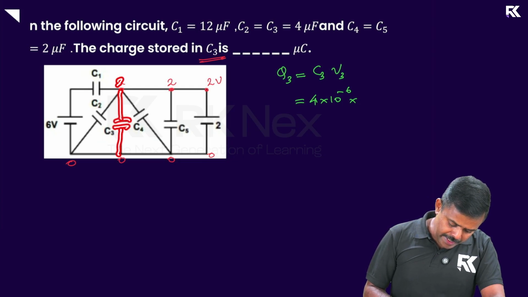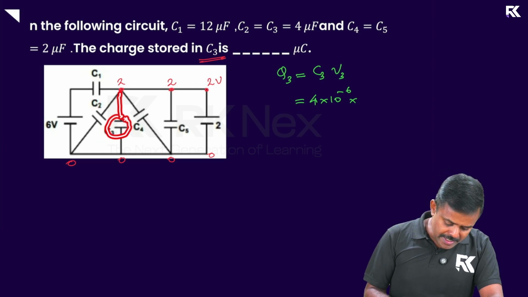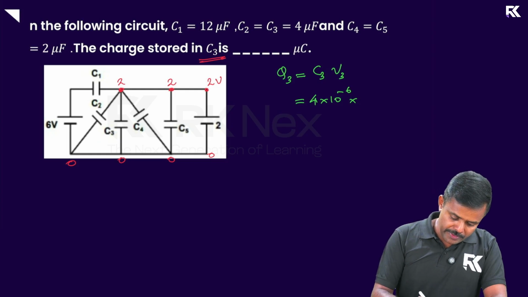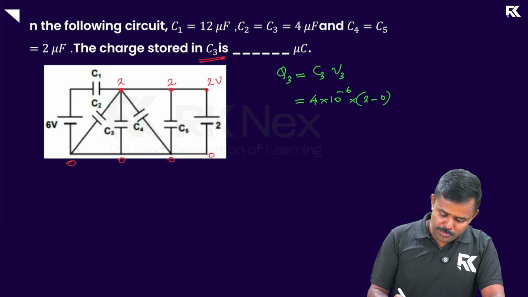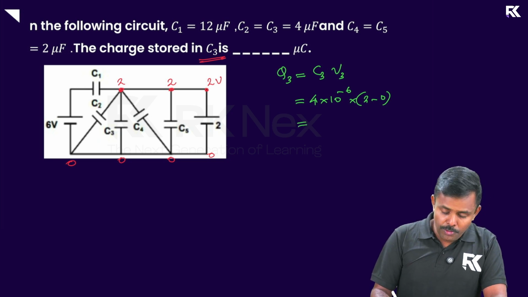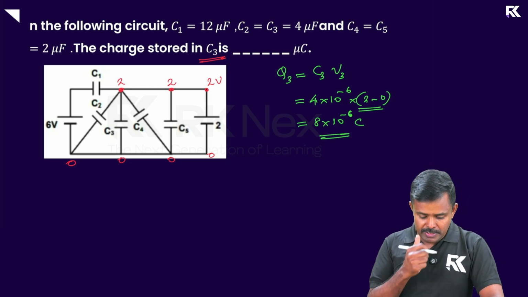What is the potential difference across C3? This end is connected at 2 volts and the bottom plate is connected at 0 volts. For this capacitor, one end is connected at 2 volts, the other end at 0 volts. So the potential difference is 2 minus 0. Very simple now. 4 into 2, since 2 minus 0 is 2. 4 into 2 is 8. 8 into 10 raised to minus 6 coulombs, or 8 microcoulomb, is the final answer.